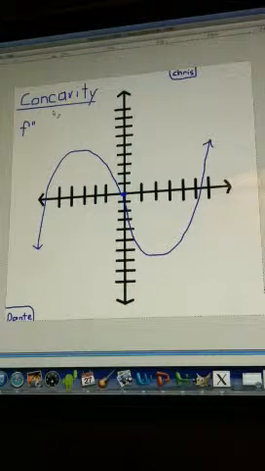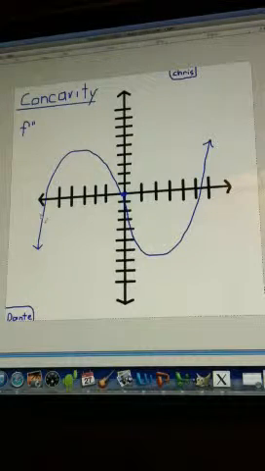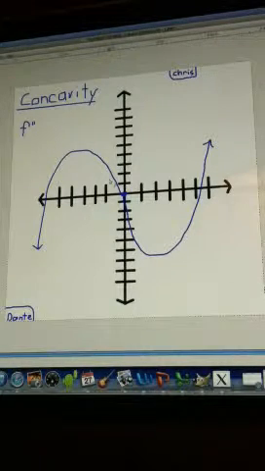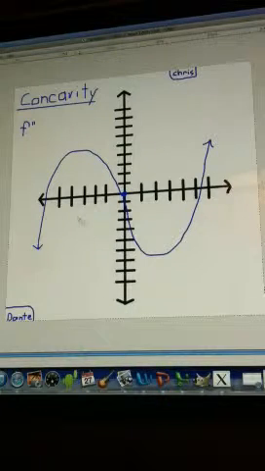Hello, today's lesson is on concavity. This is the graph of the second derivative, and what can we tell from this graph? We can tell where it's increasing, where it's decreasing, where it's positive, where it's negative, but also whether it's concave up or concave down.